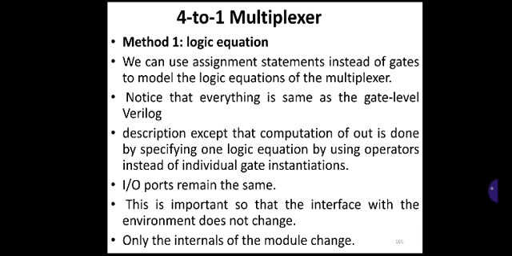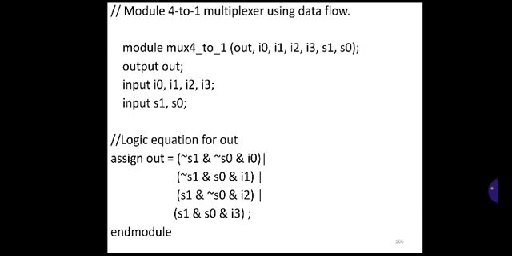This is important so that the interface with the environment does not change. Only the internals of the module are going to change as the type of modeling changes. Notice that the interface with the environment is not going to change, only the module internals. So here is the program for the 4:1 multiplexer using data flow modeling.